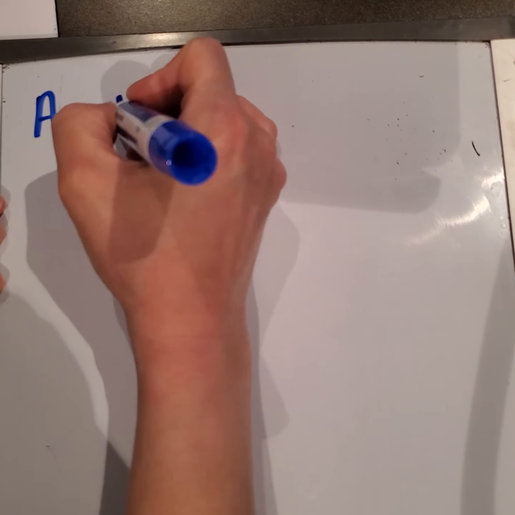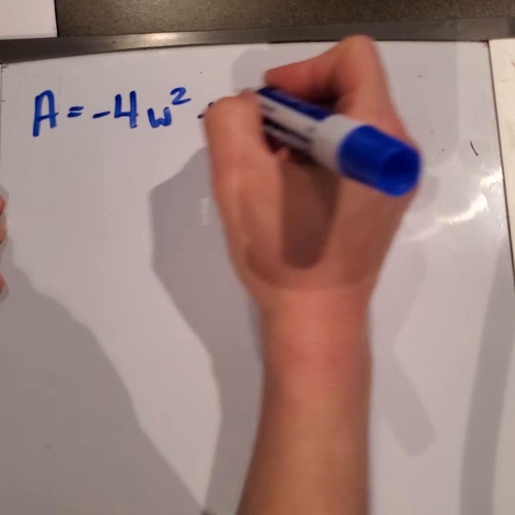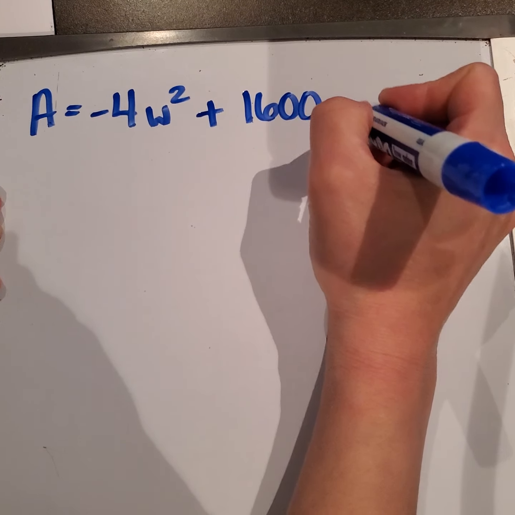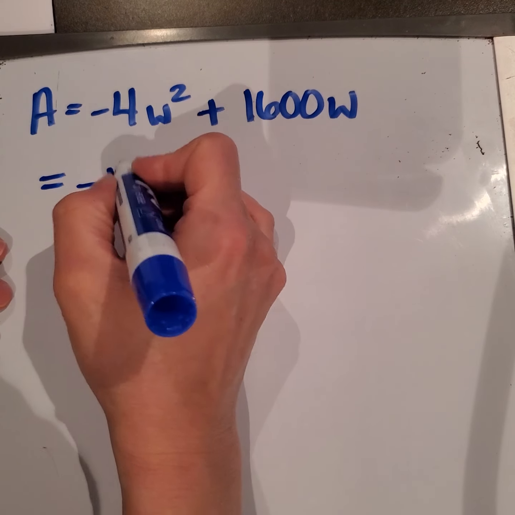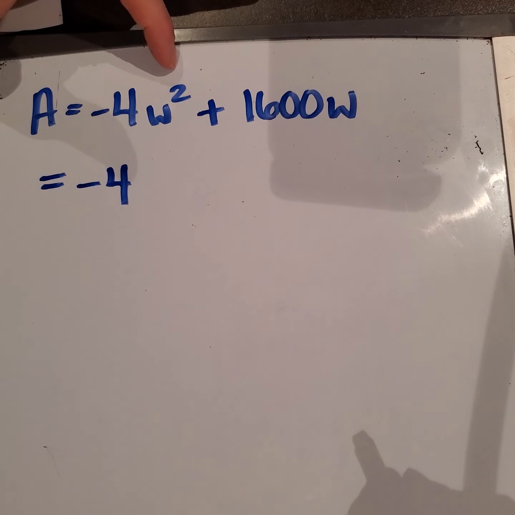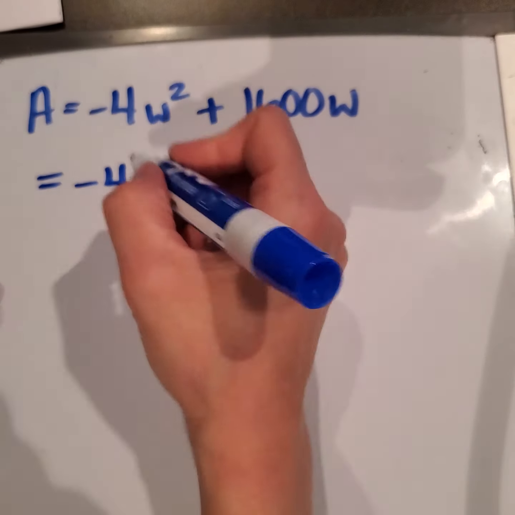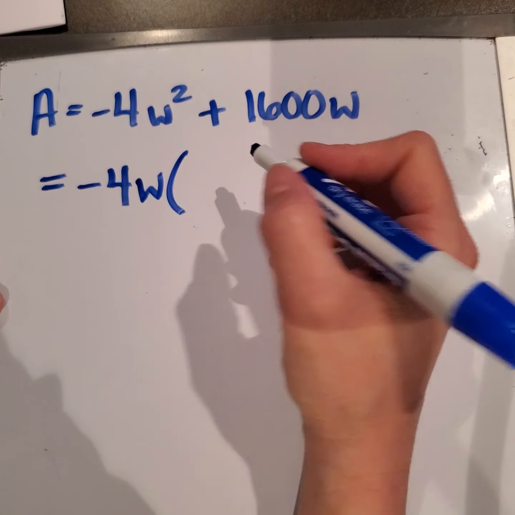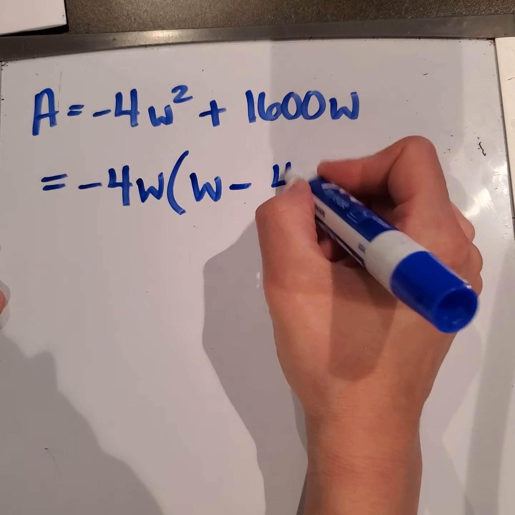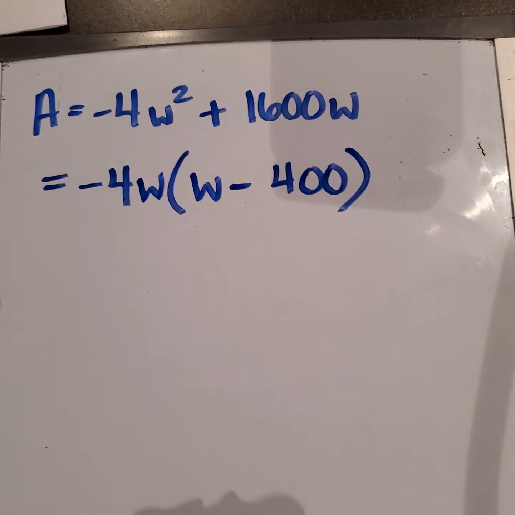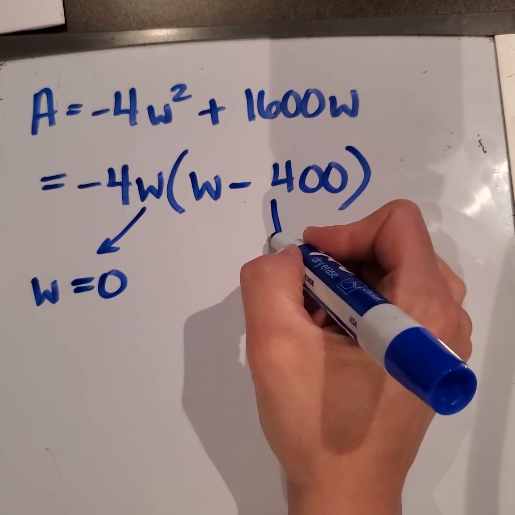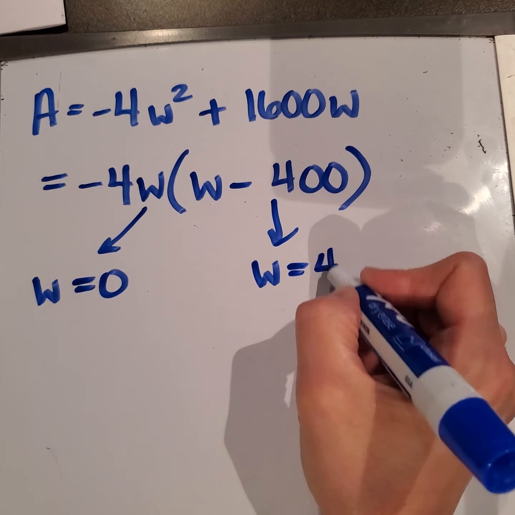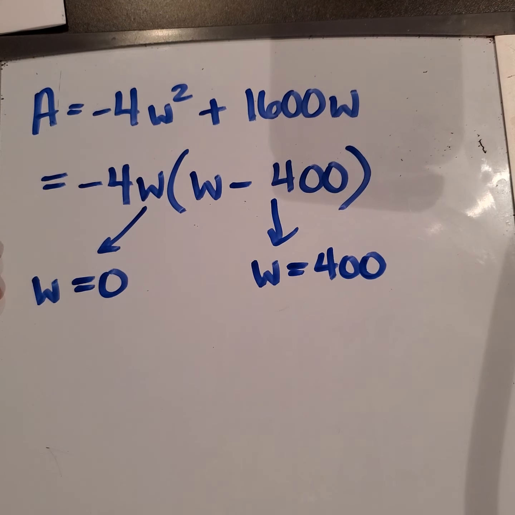So we had the area is equal to minus 4W squared plus 1600W. Both of these are divisible by negative 4. Make sure you factor out the negative, because we never want the coefficient of something squared to be negative. So negative 4W, and I am left with W minus 400 inside the brackets. Now I'm going to set the factors equal to 0. I skipped a little step there, I jumped the gun.